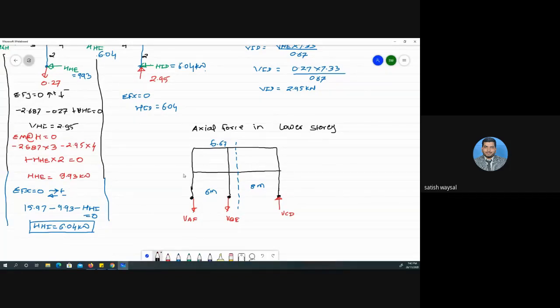The horizontal load acting over this joint is 20 kilonewton, and at this joint is 40 kilonewton. This distance is 3 meter, and above that this distance is 4 meter. In the diagram this distance is the larger one, so it should be drawn in an appropriate way. Now first we find out the axial forces VAF, VBE and VCD. These we have to find out as the first forces, and then we can analyze the frame as in the previous one.